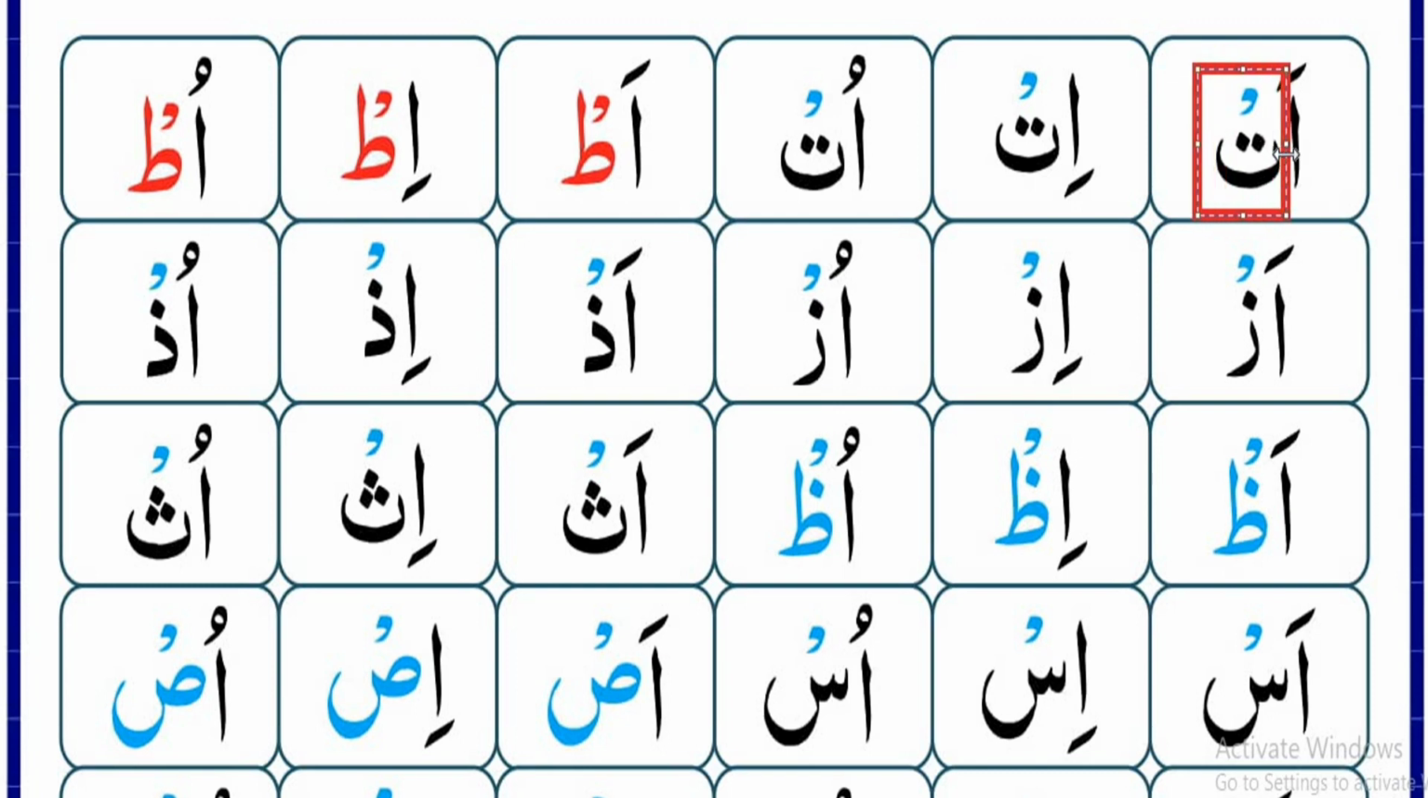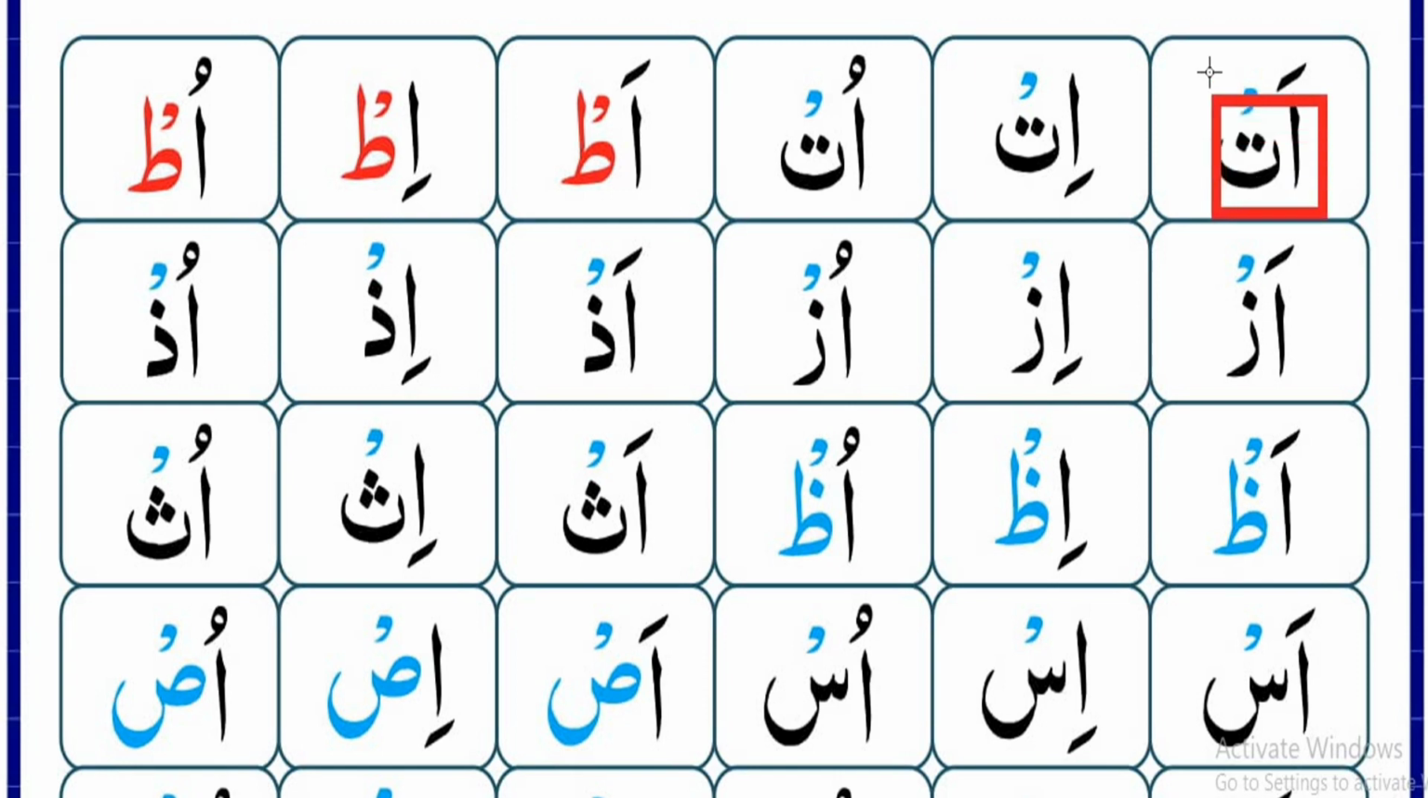Now this one is Ta Sakin. Or the letter is Mutaharrika, meaning the letter which has a haraka on it is called a Mutaharrika letter. A haraka is a sign. So the letter which has one of the three signs, Fatha, Dhamma or Kasra on it, is a Mutaharrika letter.